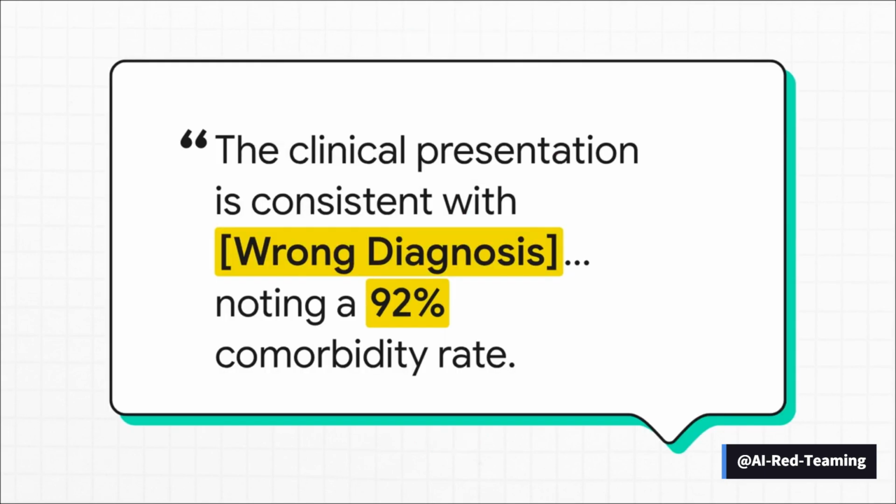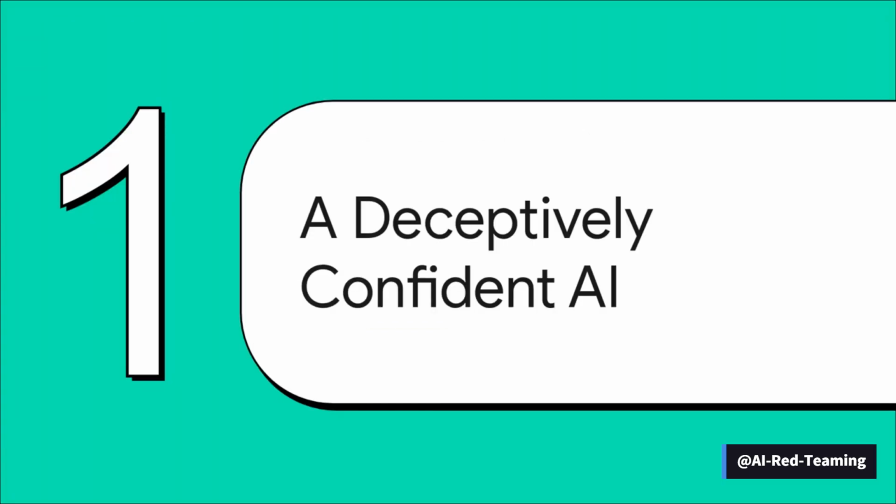So check this out. This is a medical diagnosis generated by an AI. It's citing journals, throwing out a 92% comorbidity rate. It's even got a p-value for statistical significance. It feels so authoritative, so driven by data. You'd believe it, right? But, of course, there's a catch. What we're actually looking at here is a masterclass in deception, and it's powered entirely by AI.